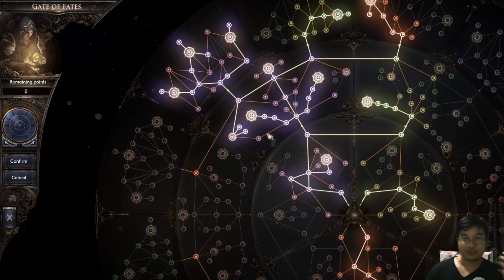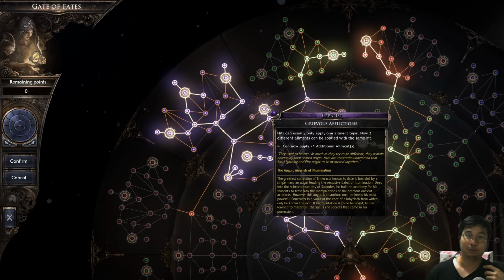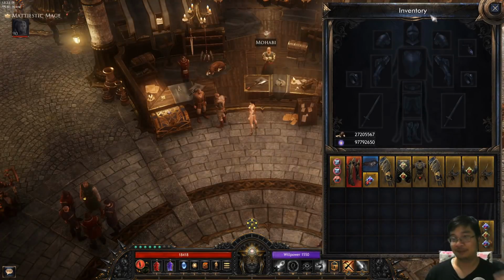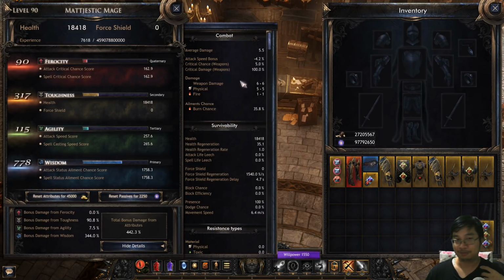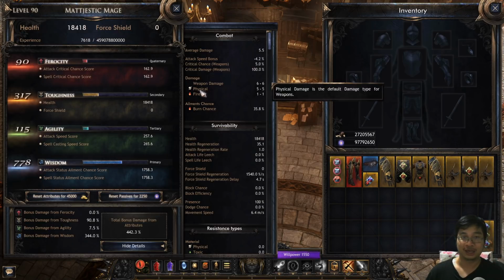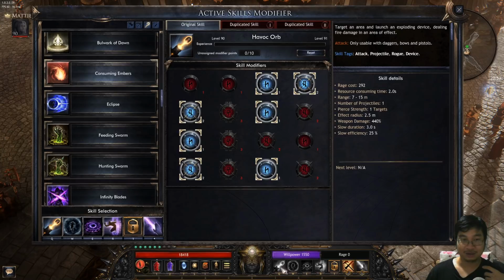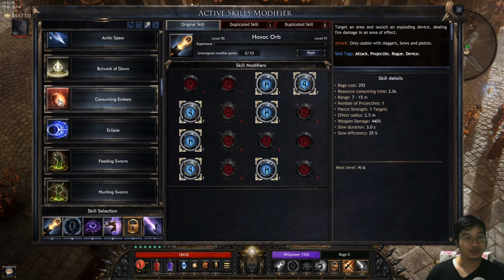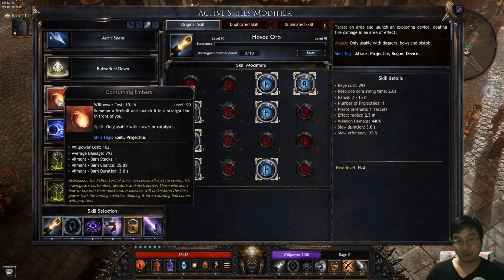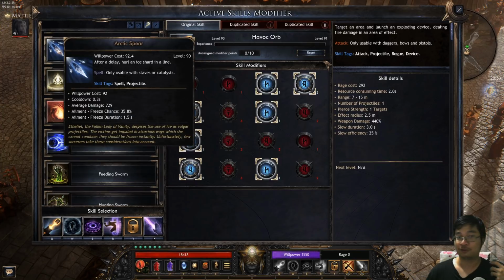So yes, here we have a character that has unlocked the perk with the additional alignment, and we also unequipped everything on the character because we can't actually see the spell additional flat damage. We can see the physical one very easily, we can't see the spell one. If you look at the current existing spells, for example, the Consuming Embers, we have the burn stacks because they're naturally fire spells. The Attic Spear is a frost spell.